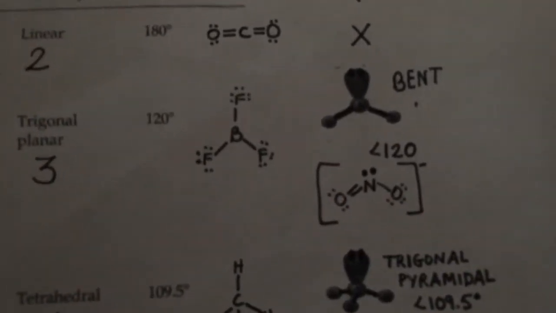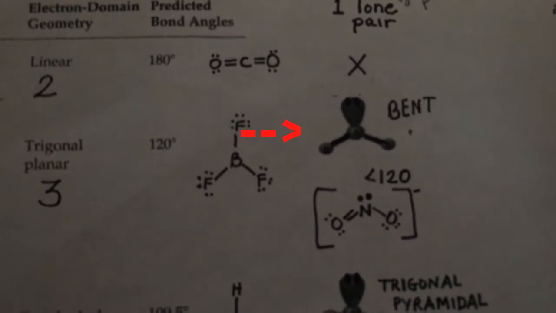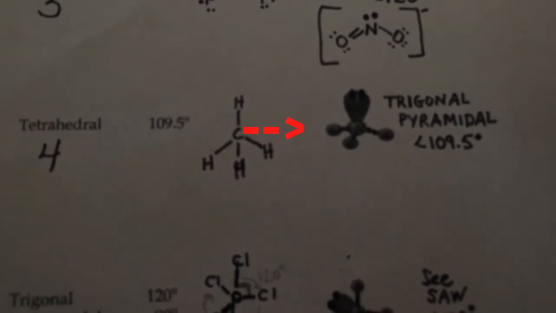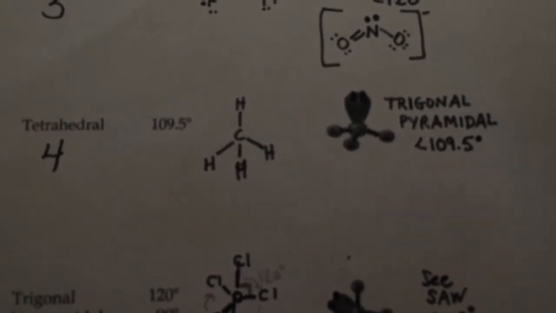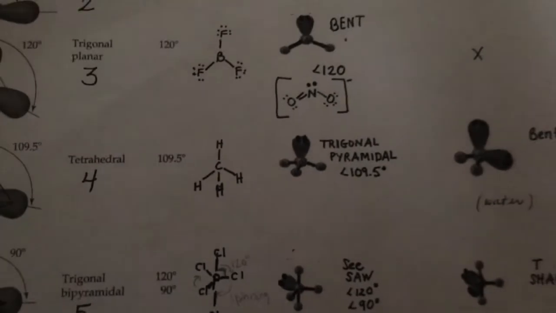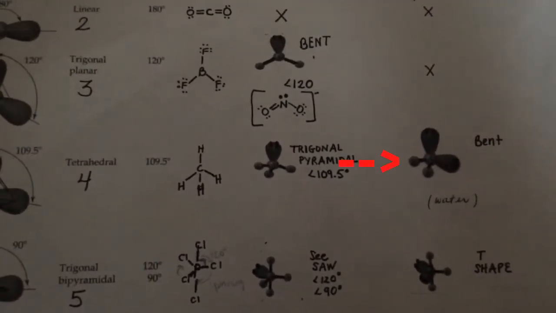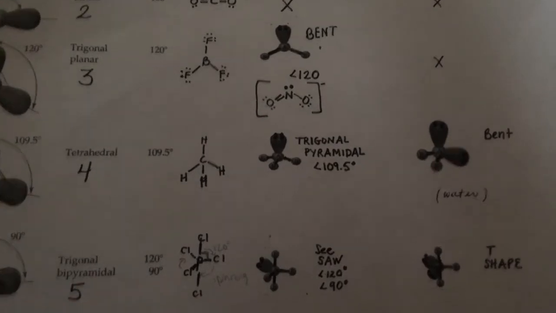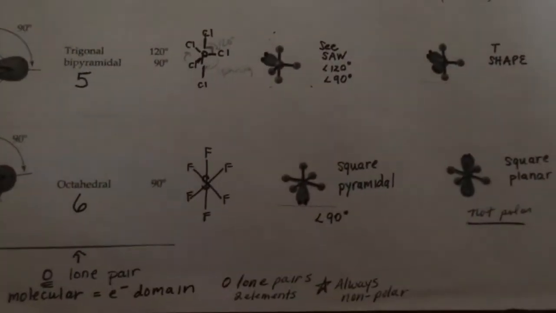If trigonal planar has one lone pair, then it's bent, with a bond angle of less than 120 degrees. If tetrahedral has one lone pair, then it's trigonal pyramidal, with a bond angle of less than 109.5 degrees. Yet if it has two lone pairs, then it's bent, also with a bond angle of less than 109.5 degrees. If a trigonal bipyramidal has one lone pair, it's shaped like a seesaw.